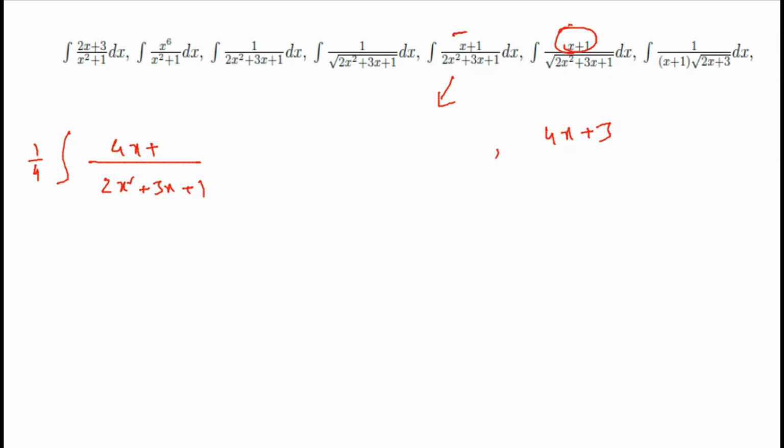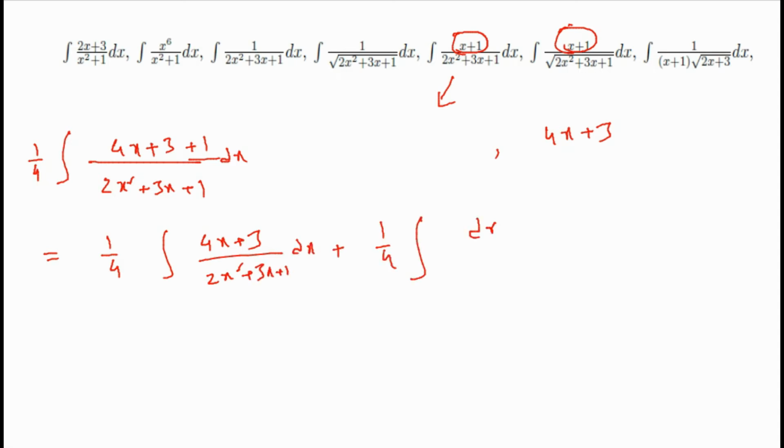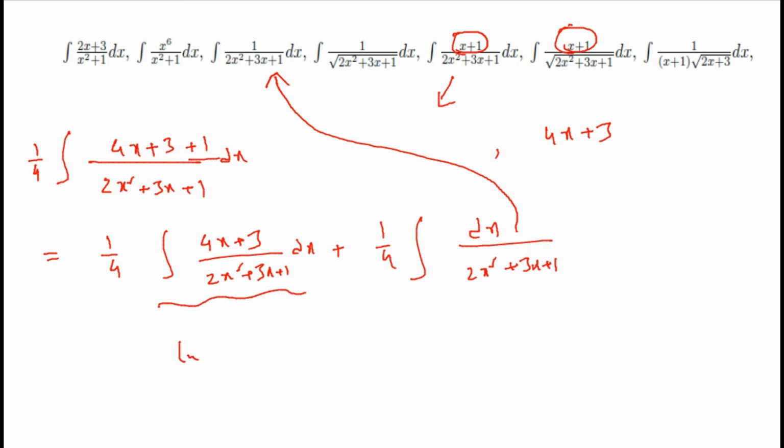Okay, sorry, we are just doing that one. It doesn't matter actually. 4x plus 4, so 4x plus 3 plus 1 dx, and you can just write 1 by 4 integration (4x plus 3) by (2x square plus 3x plus 1) dx plus 1 by 4 integration dx by (2x square plus 3x plus 1). The second part is that one which we just already discussed, and this one will be ln mod (2x square plus 3x plus 1). And similarly we can solve this problem also.